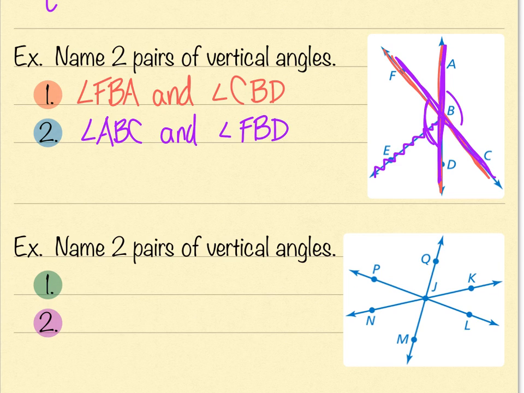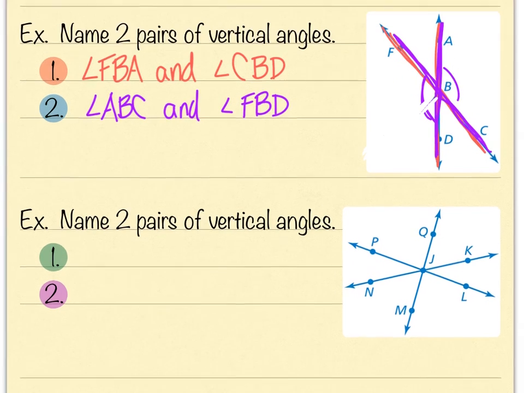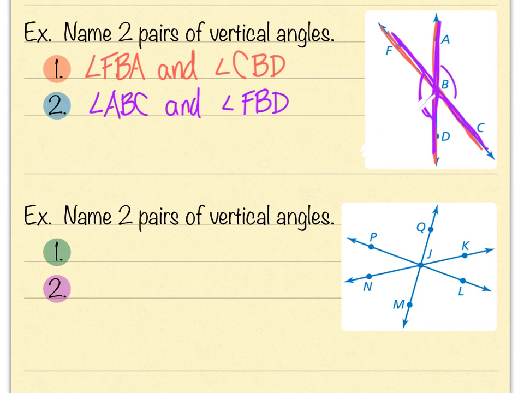FBD. So if I were to cover that up, in fact, I might see if I can do this real quick. If I just cover this up, you'll know exactly which angle I'm referring to. And if I cover that up, you can see that they're congruent now. Angle ABC and angle FBD. And in the next one down here, also looking for two pairs of vertical angles.